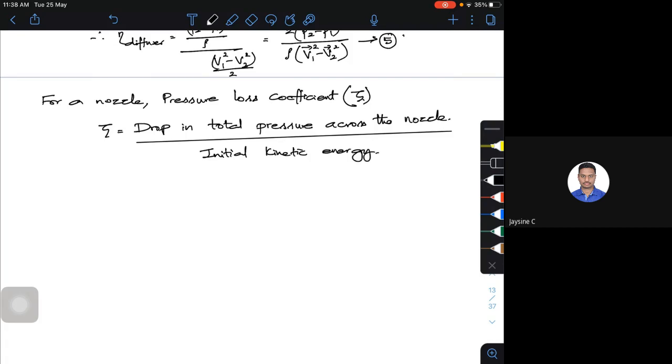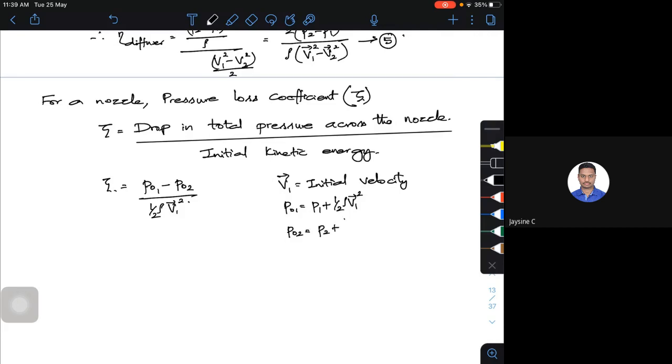Initial kinetic energy. So what will it actually be? This will be (P01 minus P02) divided by (1/2 rho V1 square). This is for zeta, where V1 is the initial velocity, and P01 is equal to P1 plus 1/2 rho V1 square, and P02 is equal to P2 plus 1/2 rho V2 square. This is based on your stagnation values.